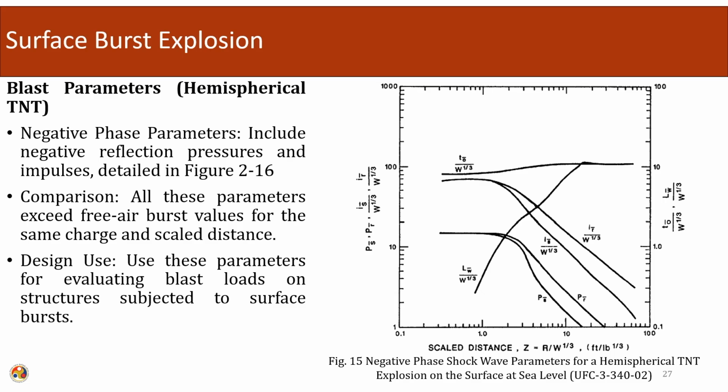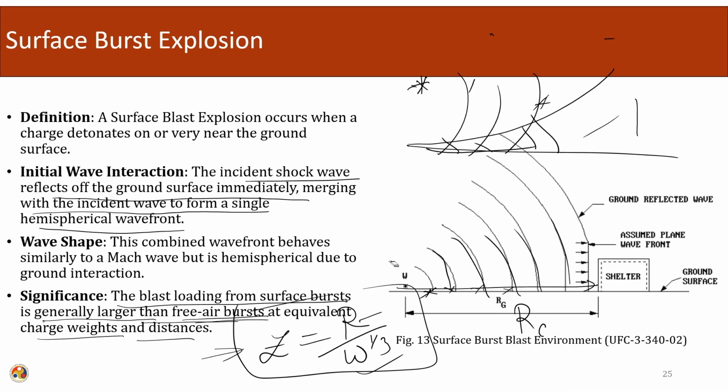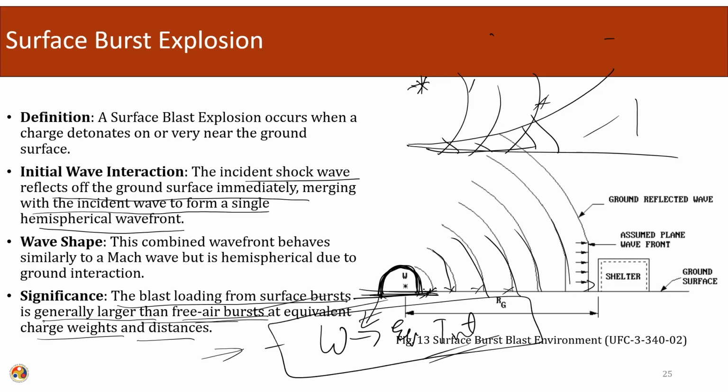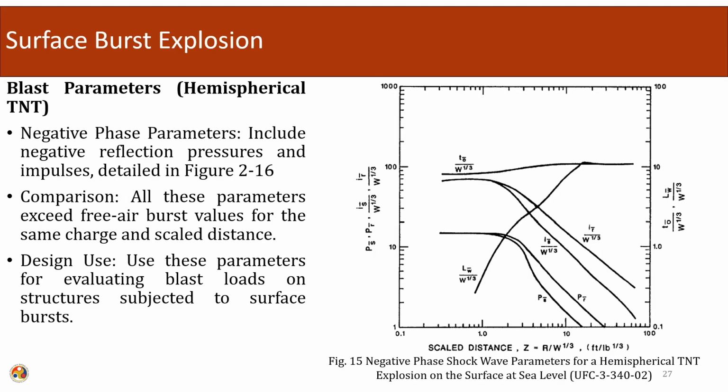So, going ahead to the surface burst explosion. For a surface burst we are using a hemispherical TNT. What does it mean? It means that this burst is hemispherical in nature. This shape and the charge we have taken into account in terms of W, that is the equivalent TNT. So, we have established the shape and the charge effect in terms of the equivalent amount of TNT. So, blast parameters depend upon the TNT.